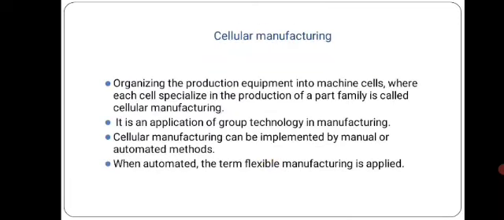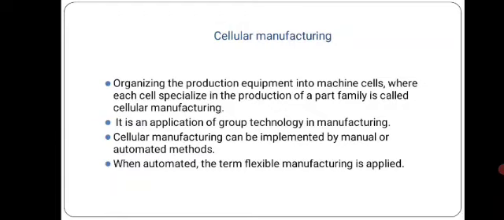Cellular manufacturing. Organizing the production equipment into machine cells, where each cell specializes in the production of a part family, is called cellular manufacturing. It is an application of group technology in manufacturing. Cellular manufacturing can be implemented by manual or automated method.